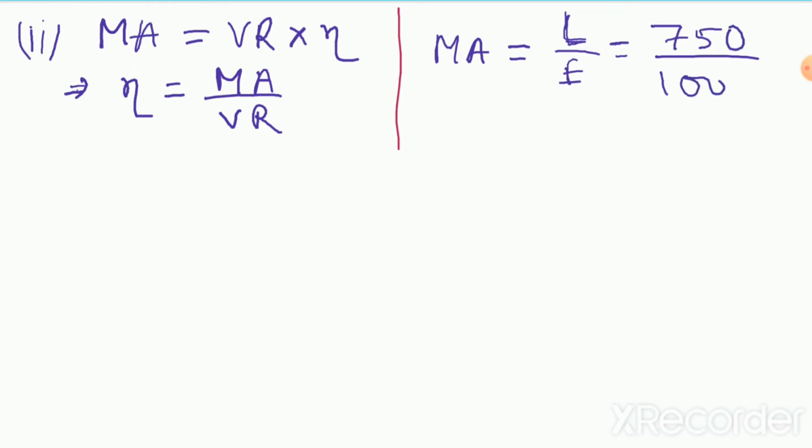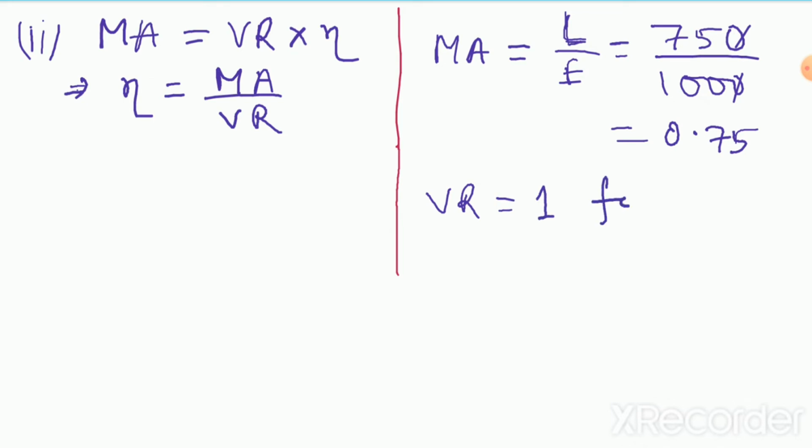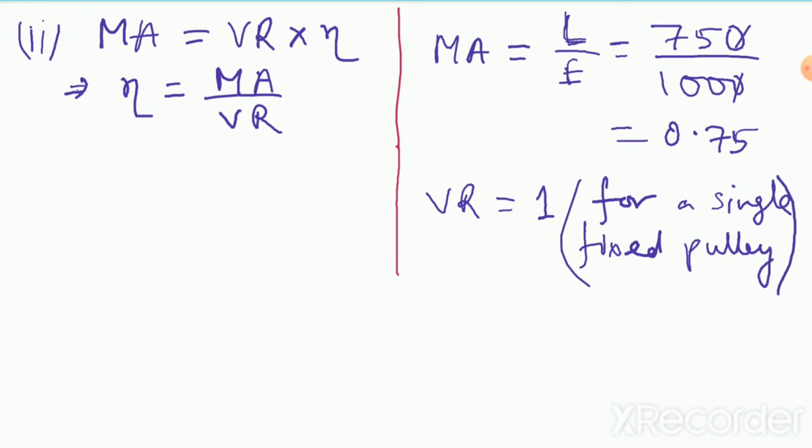By effort is 1000 Newton. So this turns out to be 0.75. Now for a single fixed pulley, I can easily write that the value of the velocity ratio is always equal to 1. In the ideal case, for a single fixed pulley, the value of mechanical advantage is also equal to 1. But as this is not an ideal pulley, the mechanical advantage turns out to be 0.75.